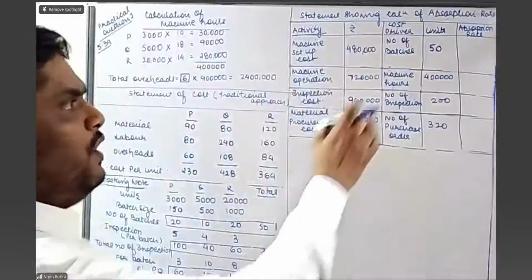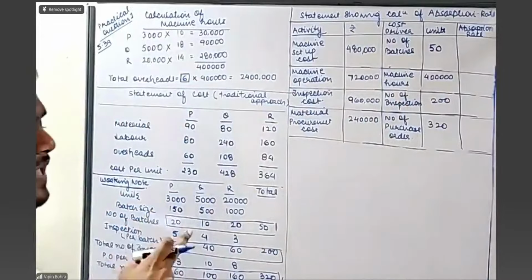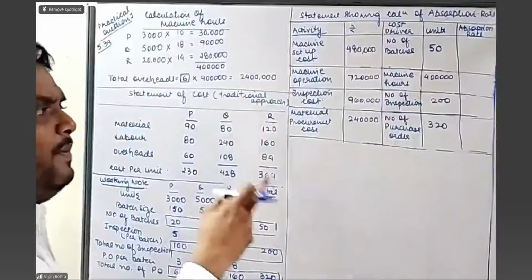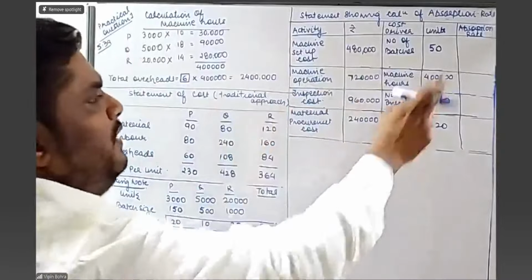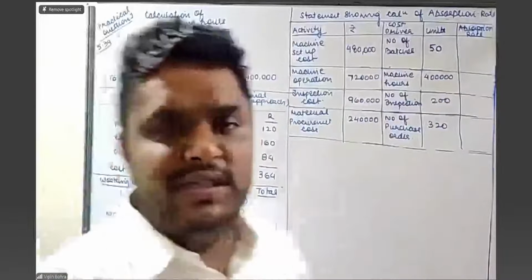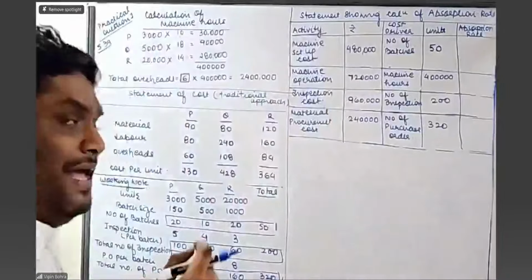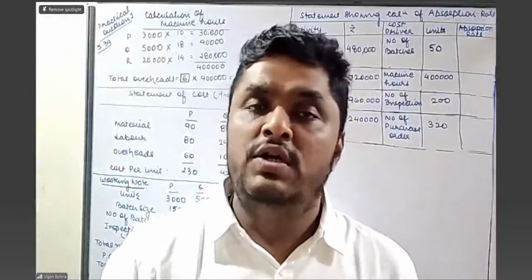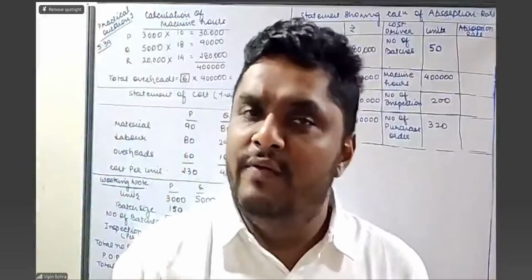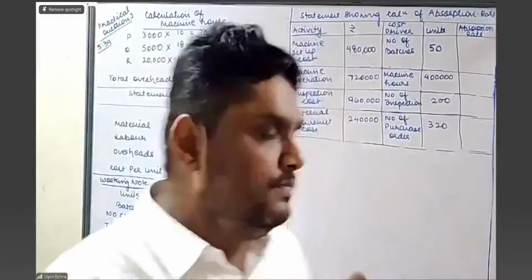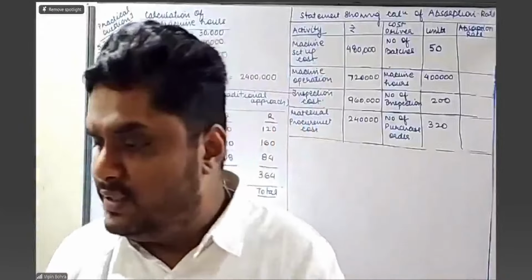So first part, when talking about number of batches, the units are given and the batch size is given, so we have calculated the number of batches. Machine operation is to be absorbed on the basis of machine hours, which we have already calculated. Inspection cost is to be absorbed on the basis of number of inspections, and the inspection is given per batch, so we calculate the number of inspections per batch into the batches to get the total inspections. Similarly, for the number of purchase orders, we follow the same approach.